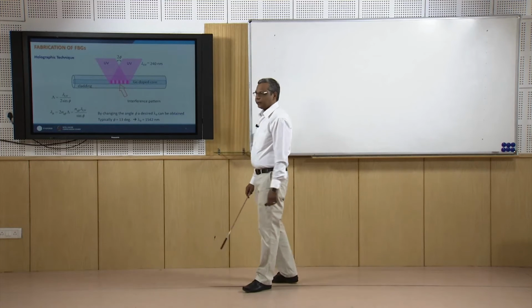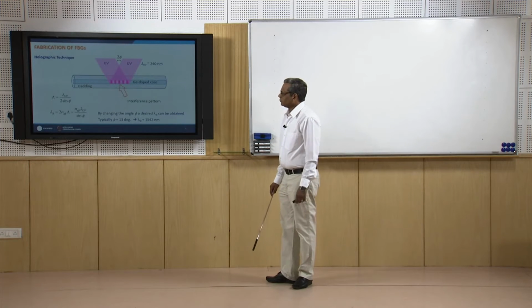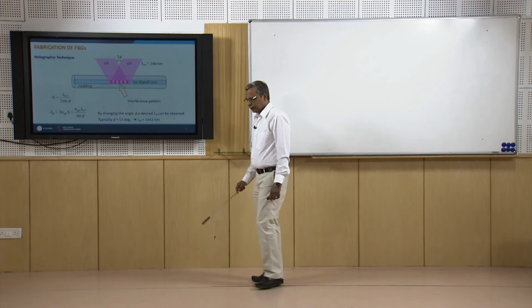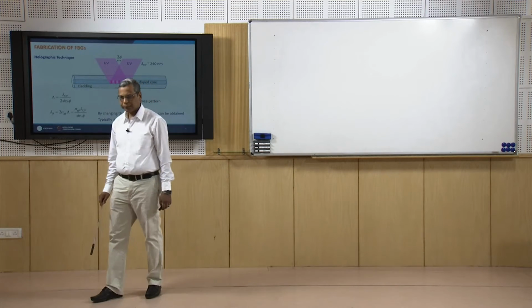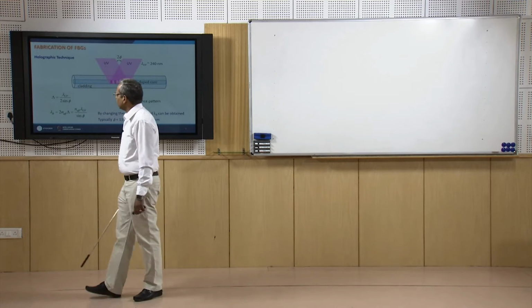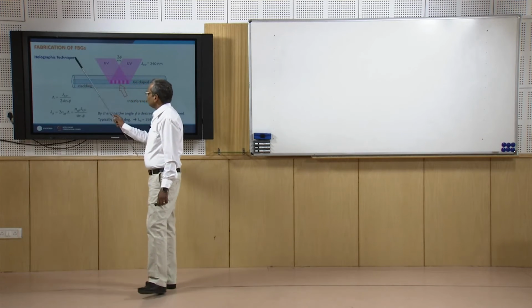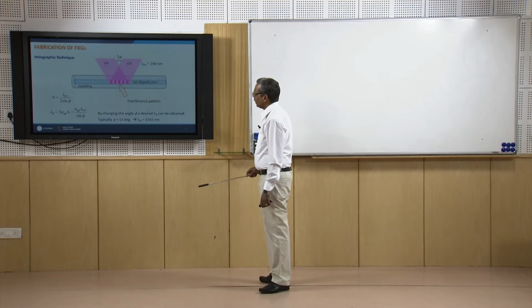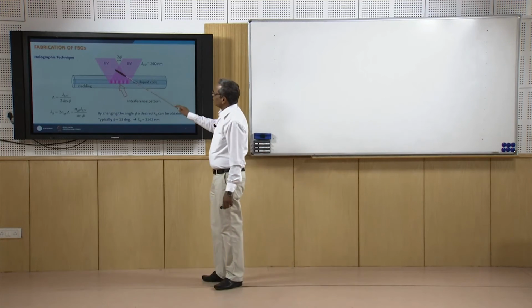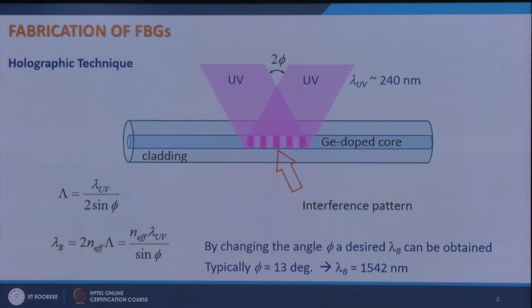How do I fabricate grating? I have several techniques to fabricate grating. Here I will discuss 3 primary techniques. The first one is holographic technique. What do you do here? Well, you take 2 UV beams and you make them interfere and focus this interference pattern in the core of the fiber.